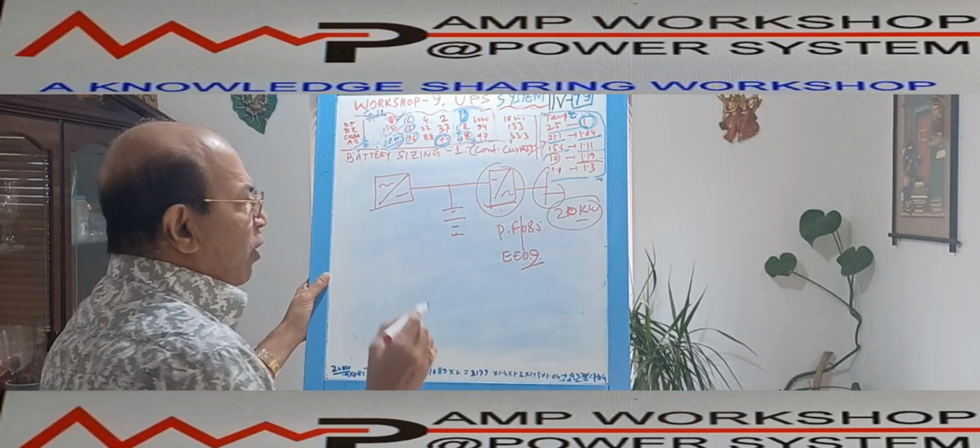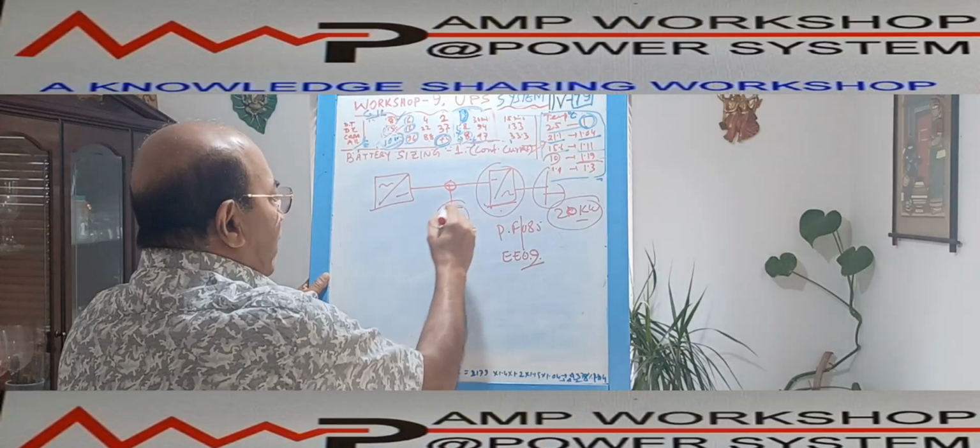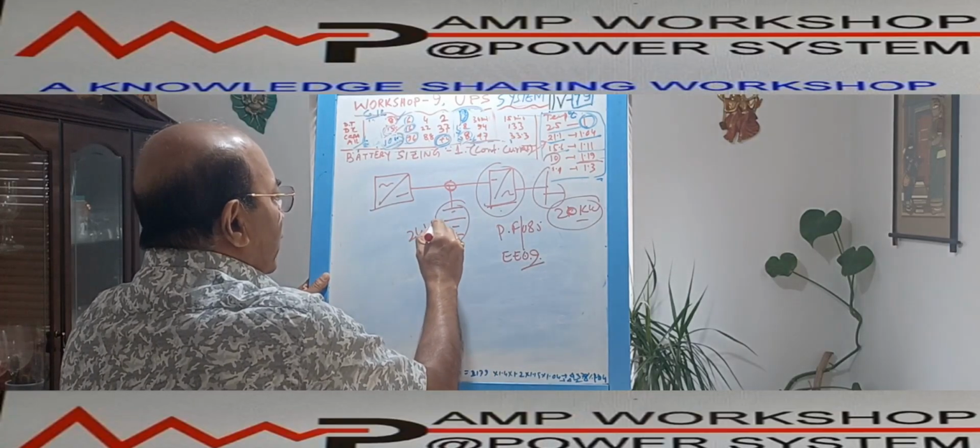So what do I have to do? We have already said, first I have to calculate how much current, and we are considering this battery is a 24 volt battery. This is our consideration.